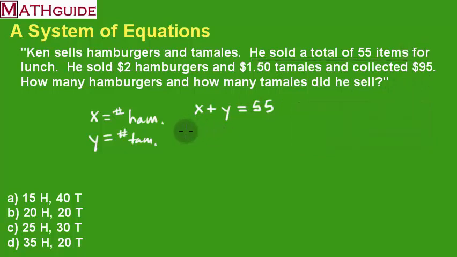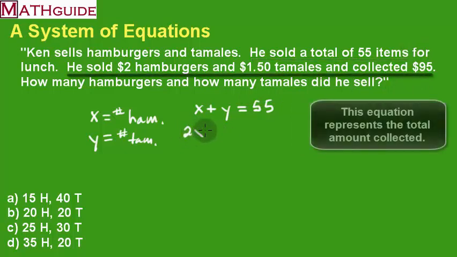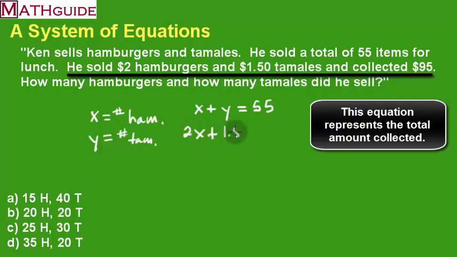Now if you want to come up with an equation with money, you know that he charges $2 for every hamburger. So if I multiply 2 times the number of hamburgers, that's how much money he should collect. If he sells 3 hamburgers, 3 times 2, that would be $6 he would collect. So however many hamburgers times 2. Same thing here, I'm going to put $1.50 times the number of tamales. Then I add those two amounts together, and it should be $95: 2x + 1.50y = 95.